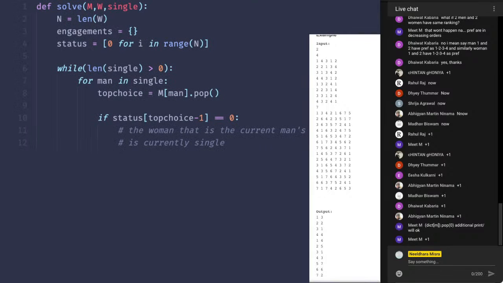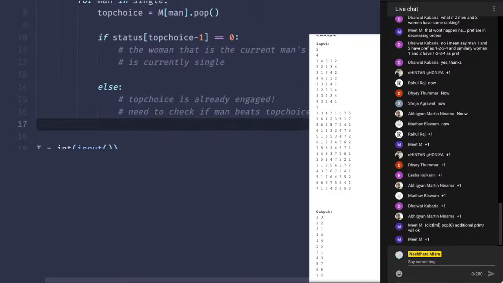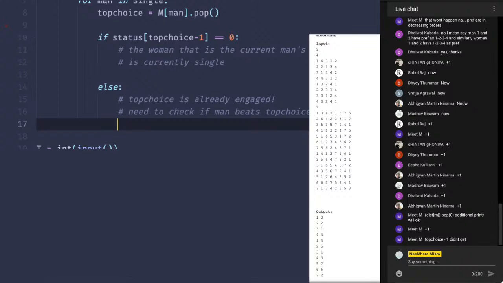So here we need to check if, this is playing out like a bad Bollywood film, but okay. So this is the else condition here. The else condition is that top choice is already engaged, and we need to know if the person who's proposing currently makes for a better choice. Again, any suggestions in the chat are welcome.